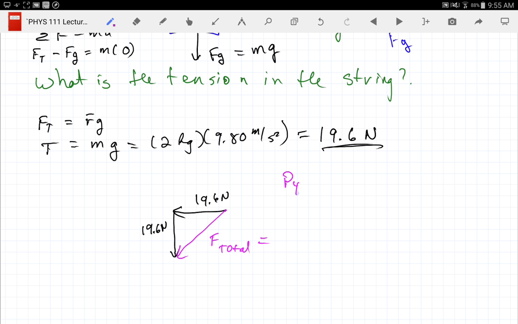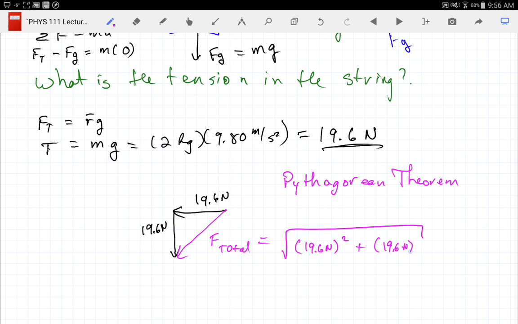That's right. The Pythagorean theorem. The reason we have the math requirement for this class is because you're expected to know this kind of thing. And if you don't, it's something to brush up on. So the F total is the square root of 19.6 newtons squared plus 19.6 newtons squared. Pythagorean theorem is a squared plus b squared equals c squared, where c is the hypotenuse of a right triangle. I suppose you don't have to say of a right triangle because there's no side you call the hypotenuse if it's not a right triangle.